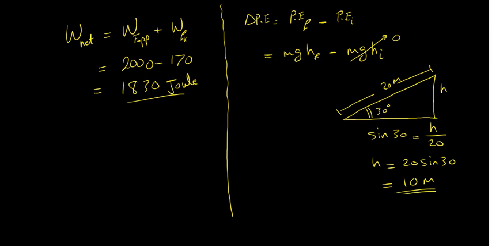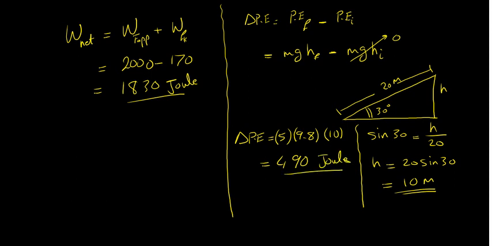Now we can calculate how much is the potential energy at the top part of this inclined surface. So it's 5 multiplied by 9.8, and the height is 10. We just do the calculations. That will give us 490 joules. This is how much the change in potential energy is for moving this object from the ground level to the top level of this inclined surface.